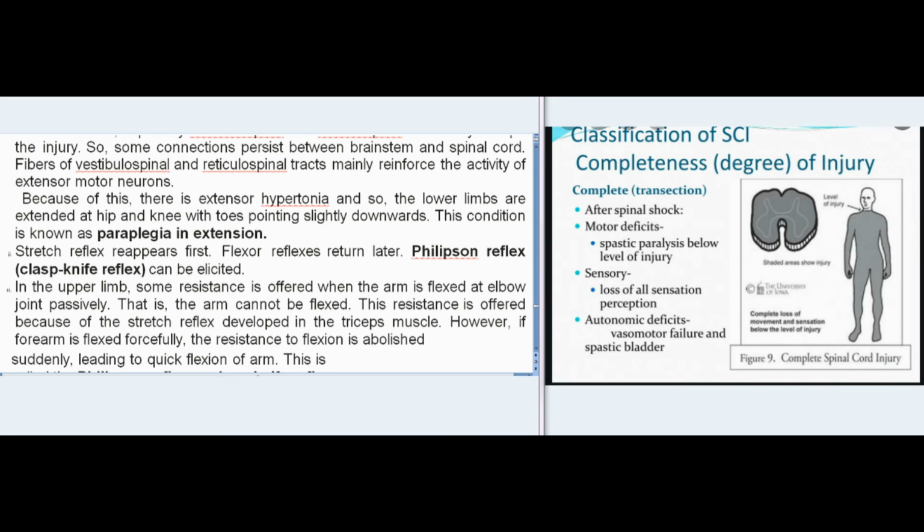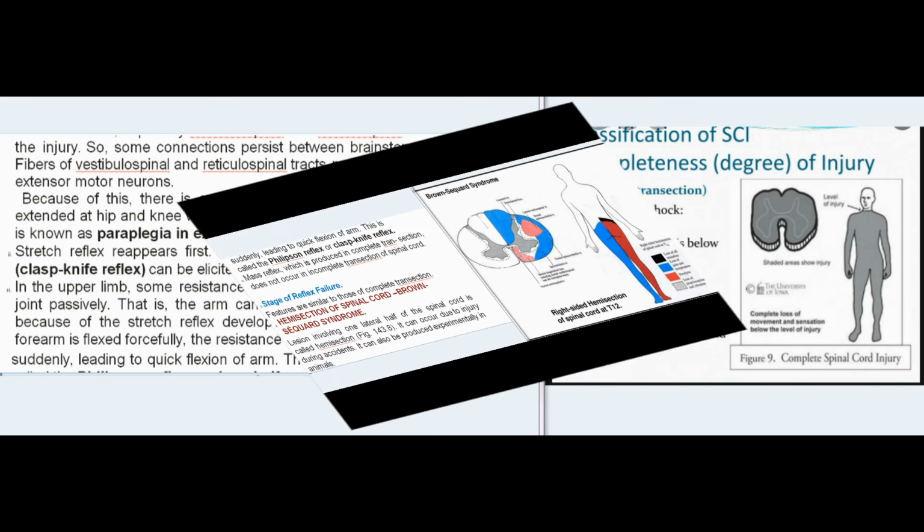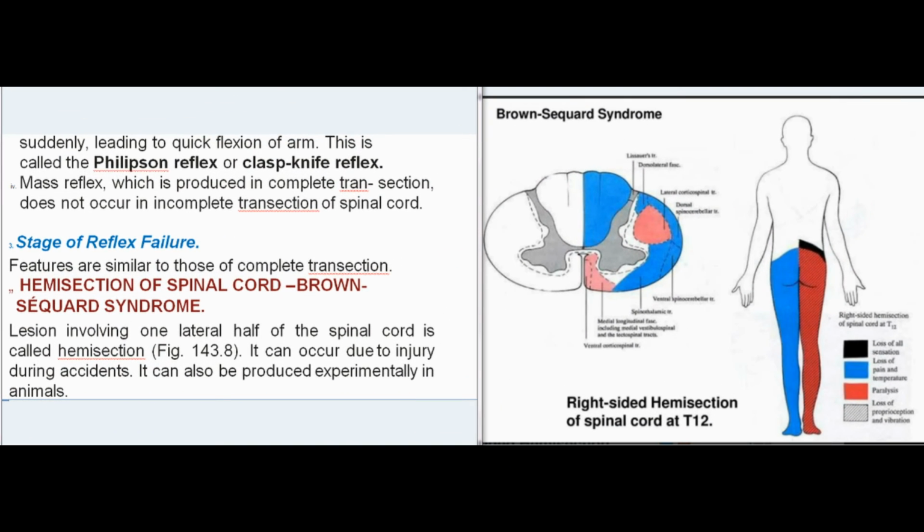In the upper limb, some resistance is offered when the arm is flexed at elbow joint passively. That is, the arm cannot be flexed. This resistance is offered because of the stretch reflex developed in the triceps muscle. However, if forearm is flexed forcefully, the resistance to flexion is abolished suddenly, leading to quick flexion of arm. This is called the Phillips-Son reflex or clasp knife reflex.